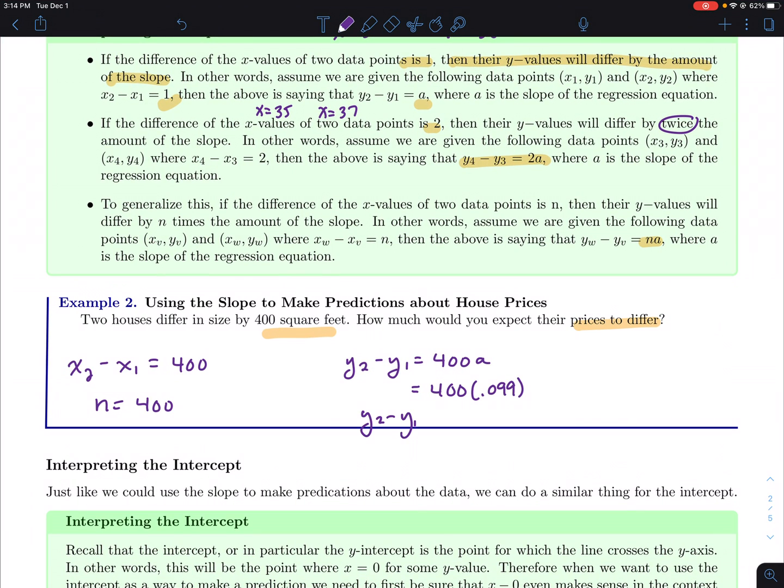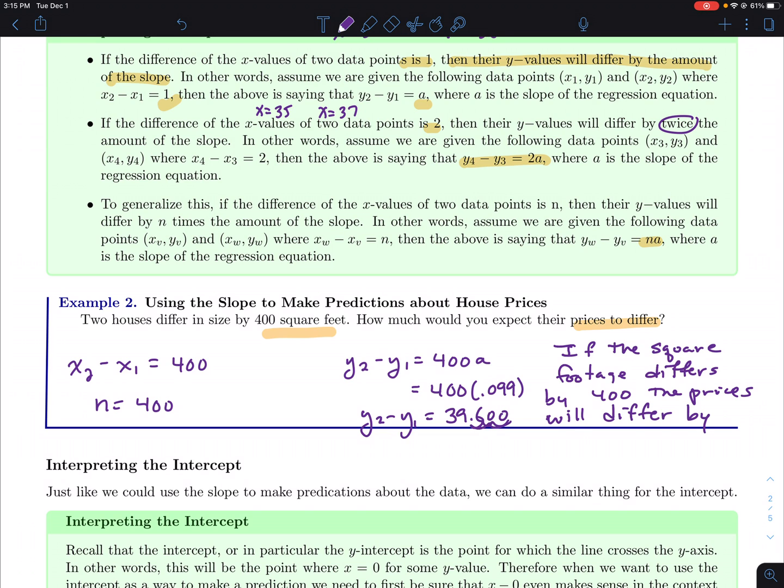So our difference in our y values should be 39.6. But again, if we want to think of this in real world terms, think about moving this 2 places to the right, or 3 places to the right. There we go. Then what we're saying is that if the square footage differs by 400, the price will differ by 396, or $396,000 in this case. So basically, the bigger house should be worth $396,000 more than the other house.